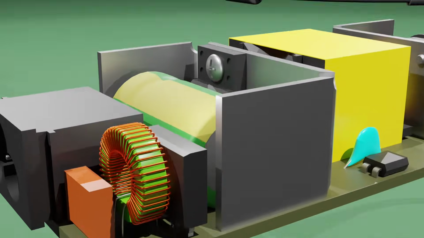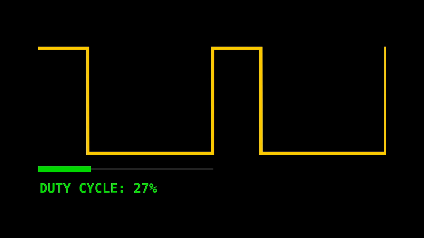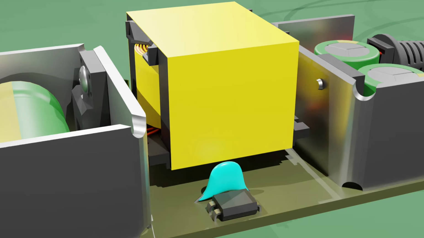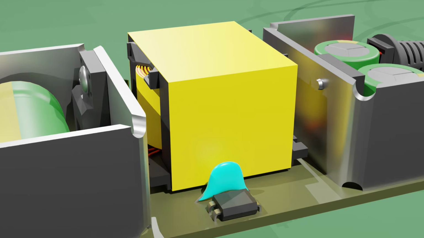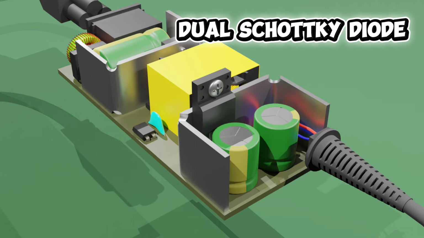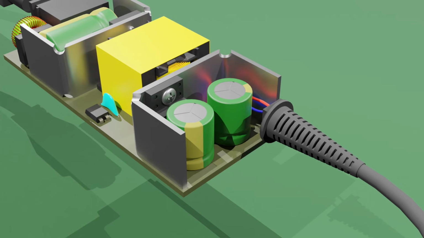This IC then turns a MOSFET switch on and off thousands of times a second. This creates a square wave at a controlled duty ratio. This square wave can then pass through the transformer and is stepped down to the required voltage. The square wave on the transformer output is converted to DC by this block called a dual Schottky diode. Then it's passed through output capacitors to smooth it back into steady DC.